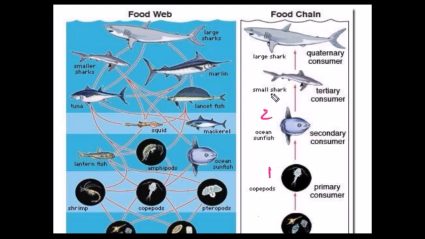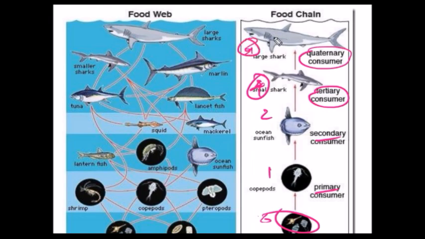Here, 4 to 5 links are there, from producer, primary consumer, secondary, tertiary and quaternary consumer. Usually 4 links will be there. In some food chains, 5 links may be there. At any cost, not beyond 5.